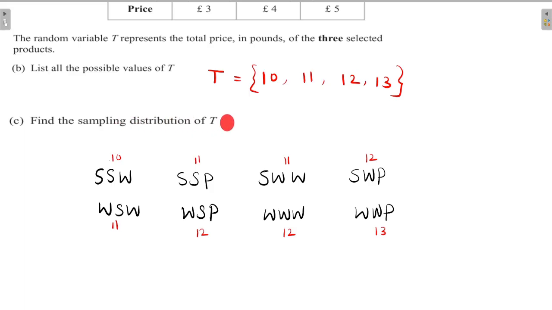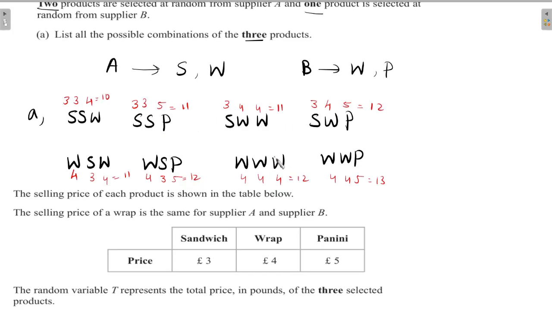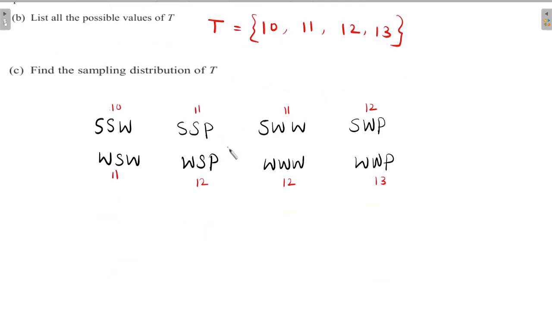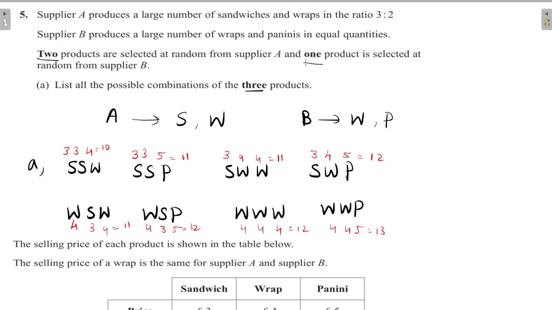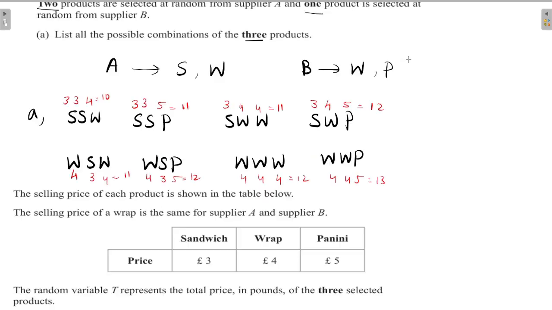Find the sampling distribution of T. Just previously we found the total values, which are only repeated here. Now we can find the distribution of T. So we have to find the probability of getting the sandwich, because supplier A and supplier B are there. So what is the probability of S and what is the probability of W? In the question, supplier A produces in the ratio 3:2 and supplier B produces equal quantities, so this is 1:1.